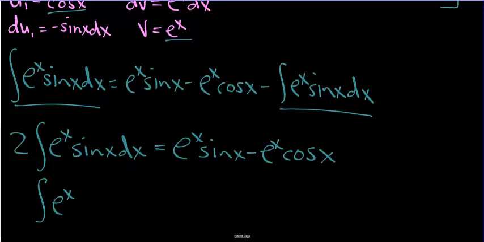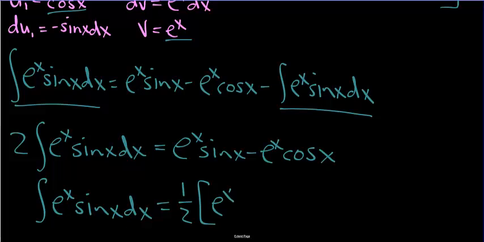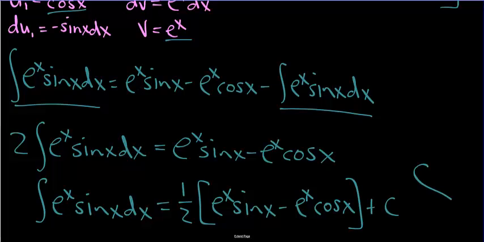Yes, I'm a genius. Now if I just divide by 2, I get the integral of e to the x sine x, which is what we started with, equals 1/2 times e to the x sine x minus e to the x cosine x. There we have it. Okay, does everybody see that?